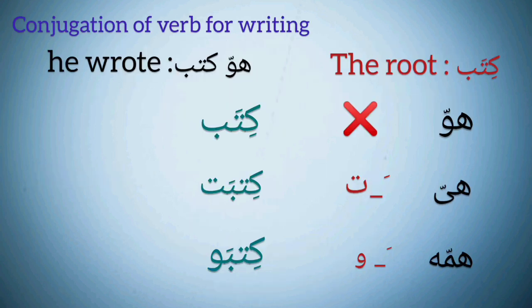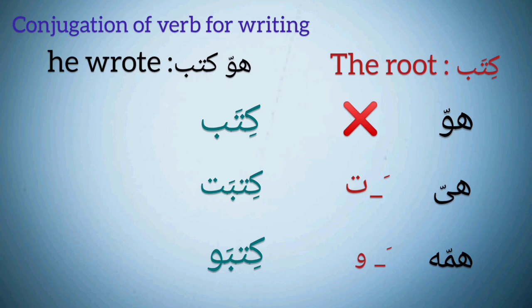Okay guys, first of all, we have to learn the conjugating of a past tense verb in Arabic, فعل ماضي. Then we can go on to فعل مضارع, present tense, or future tense in Arabic. But first, we have to learn the فعل ماضي. We have a verb for writing, and the root is كتب. هو كتب.